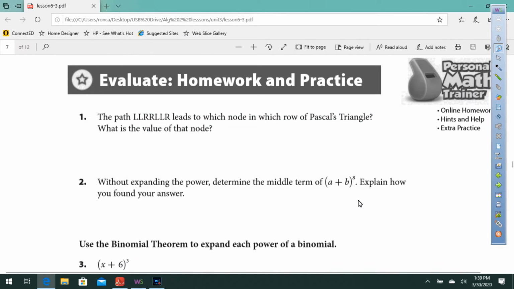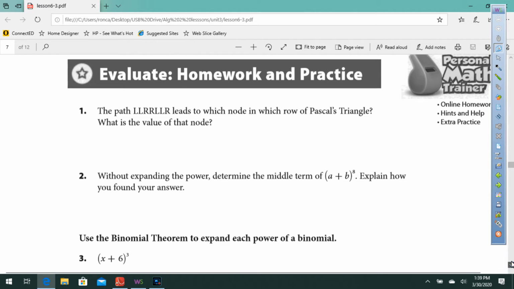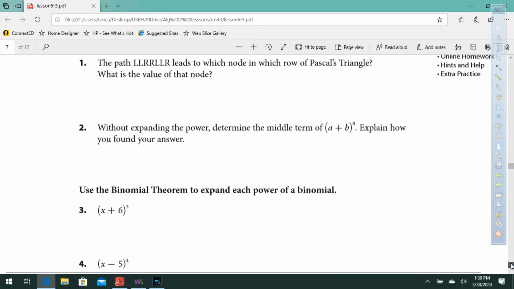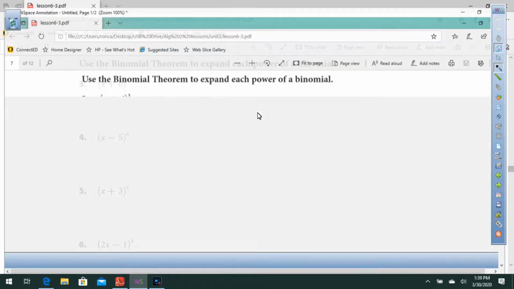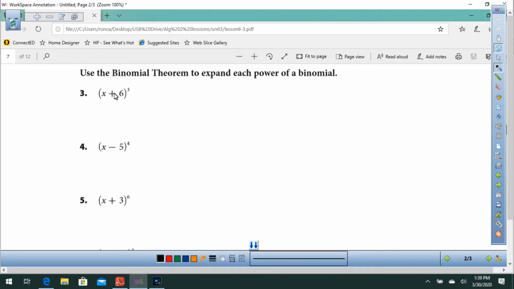So let's use the binomial theorem. We're going to use the binomial theorem to do this. This is A to the 3rd power, or x plus 6 to the 3rd power. Now, first, let's try this the old-fashioned way. X plus 6 to the 3rd power would equal x plus 6 times x plus 6 times x plus 6.